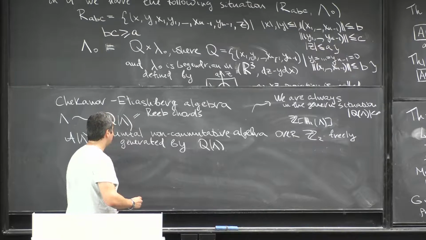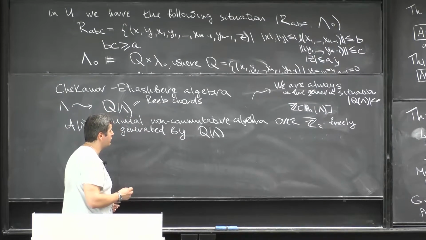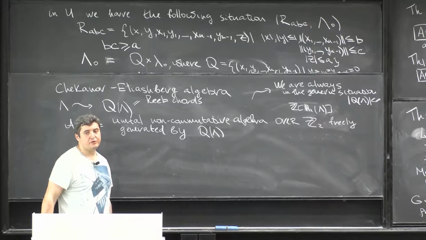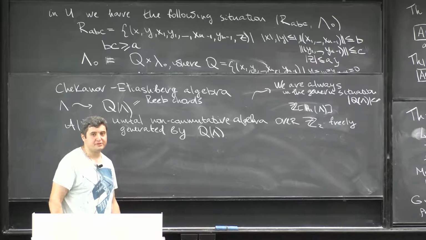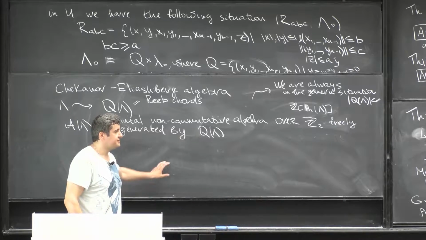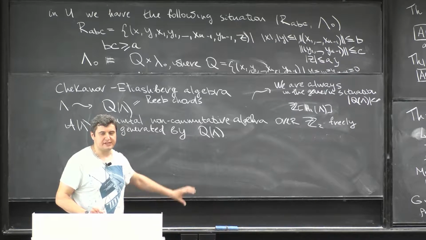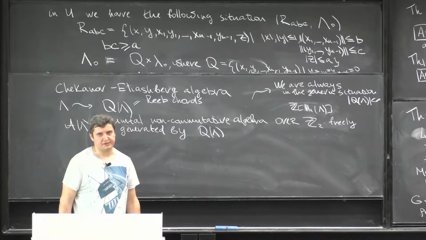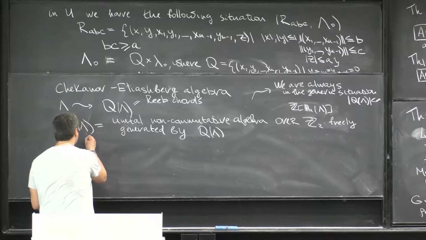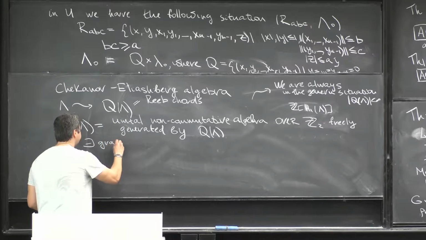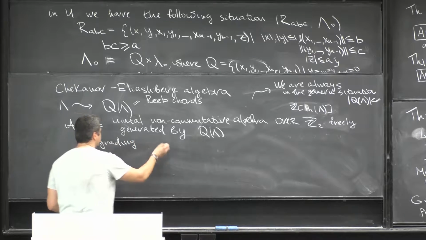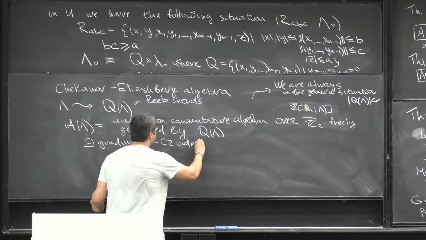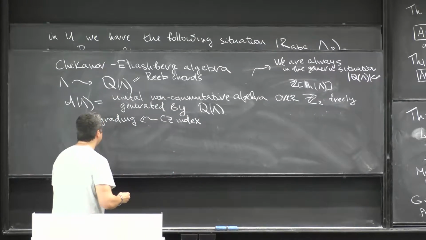Right, so we have this algebra over Z2. There is a certain grading, and I'm really glad that Victor mentioned the Conley-Zender index. At this point, I won't explain what it is. It's better if I explain how the differential looks like. But there is a grading coming from the Conley-Zender index.